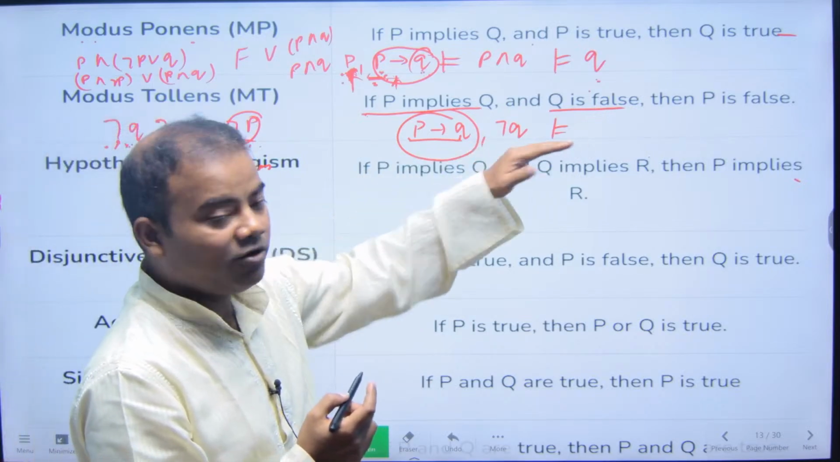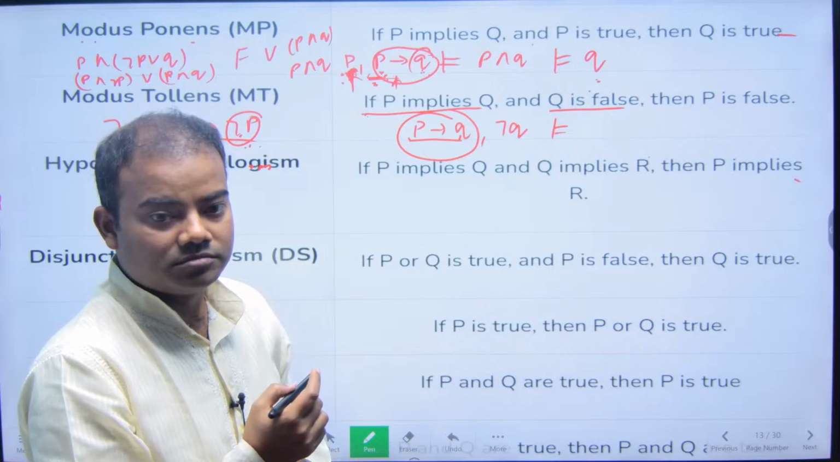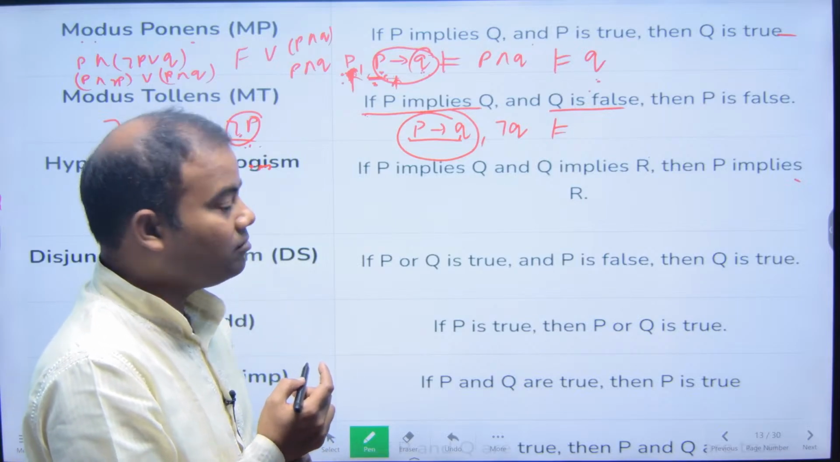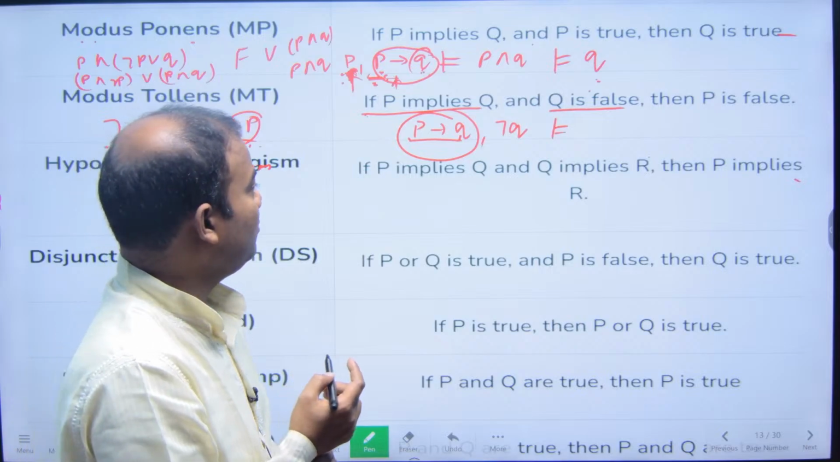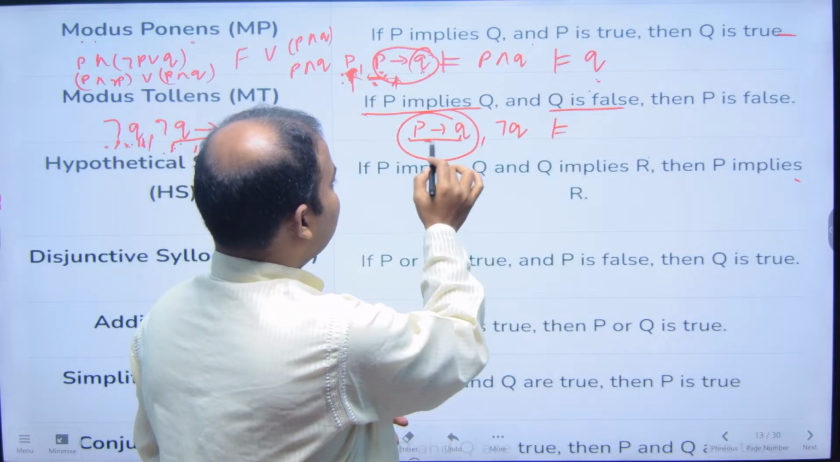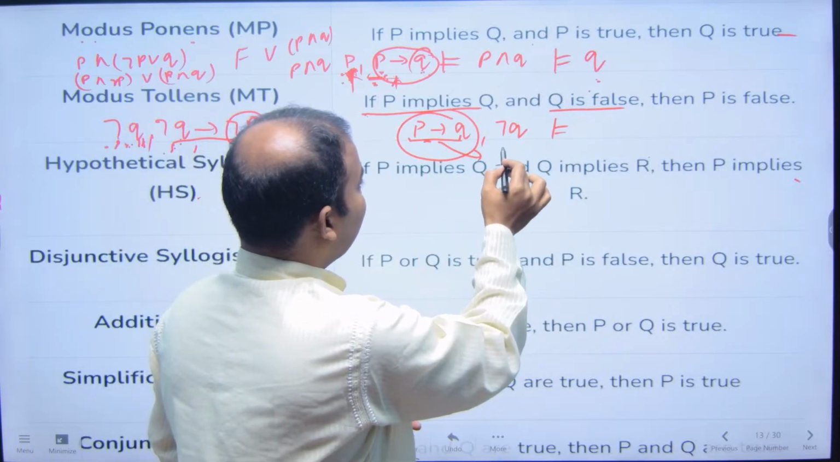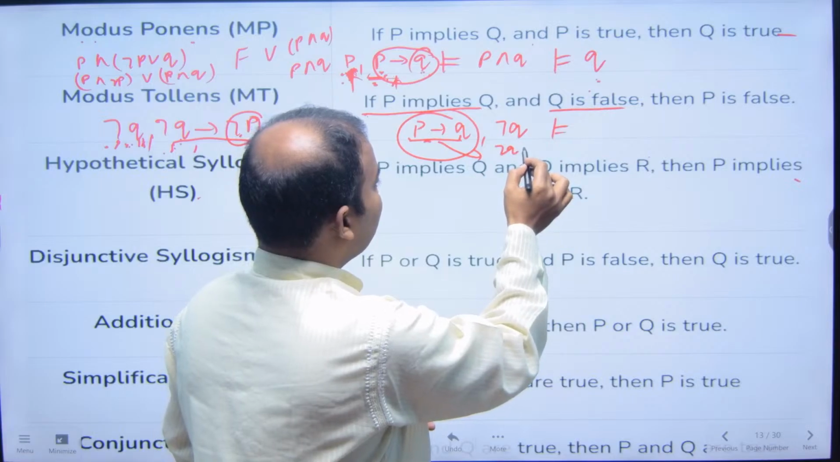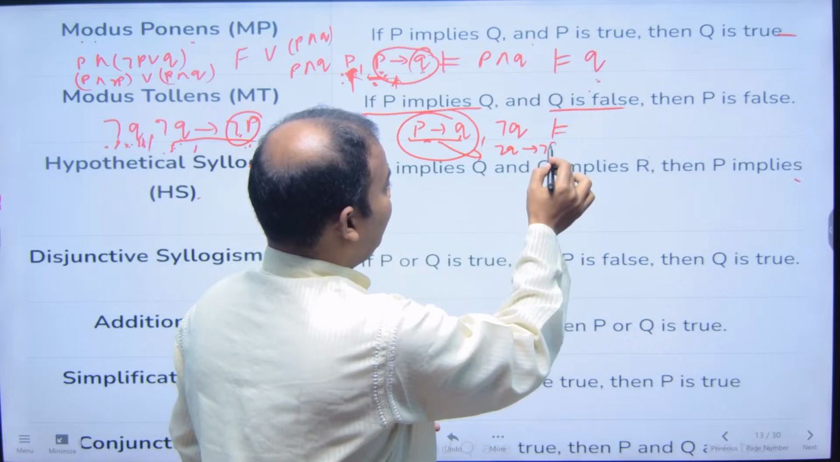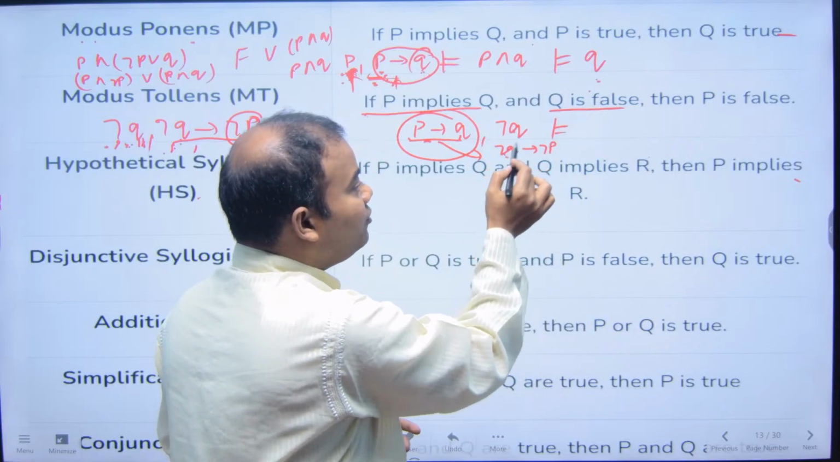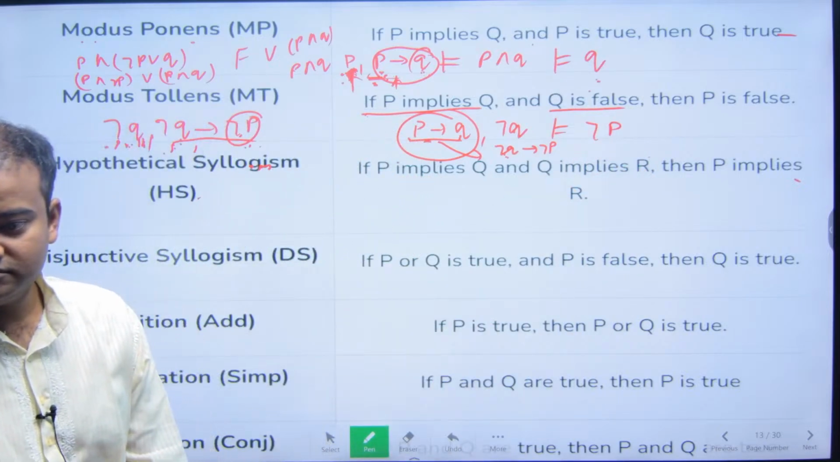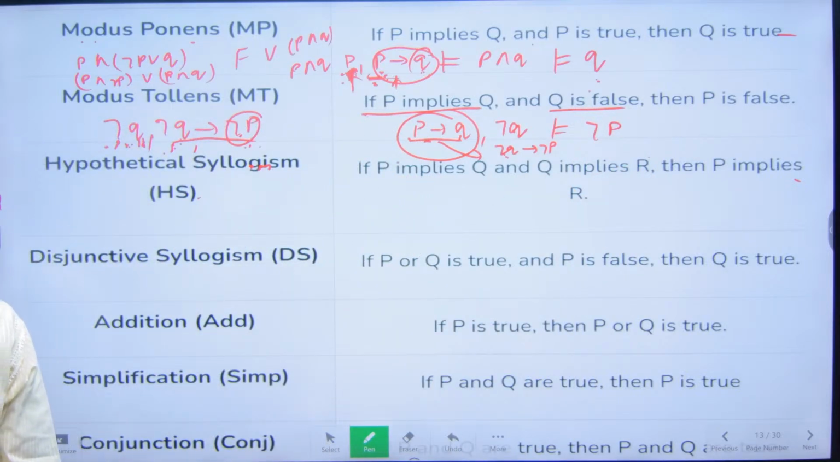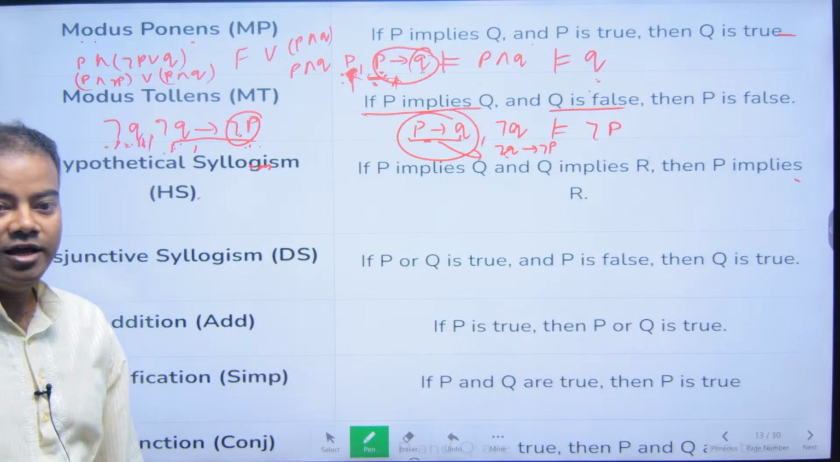इसमें कंक्लूजन क्या होगा? P implies Q, not Q. This is same as not Q then not P, और not Q ऑलरेडी ट्रू है, तो इसलिए इसमें हम not P कंक्लूड कर सकते हैं. एनी डाउट? These things are very easy but very useful.